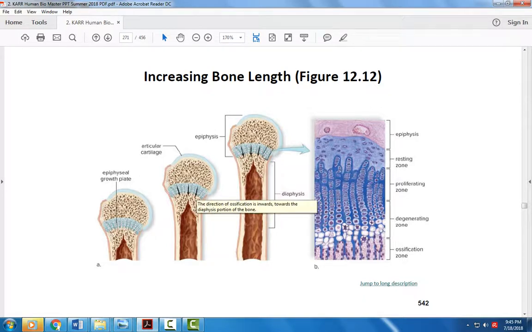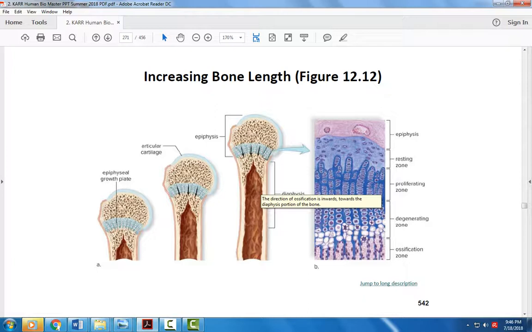So this process of growing in length occurs throughout childhood and puberty, and it's complete at about age 18 for girls, and for boys about age 21. Now there's individual differences of when that growth is complete, but that's about the age that boys and girls are done growing. So 21 for boys and 18 for girls.